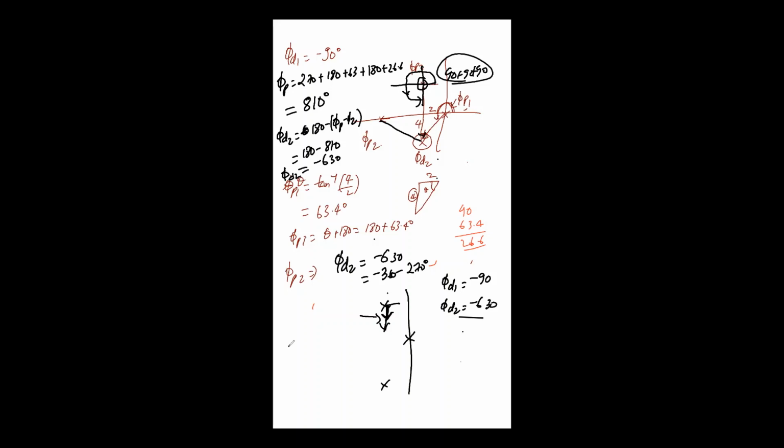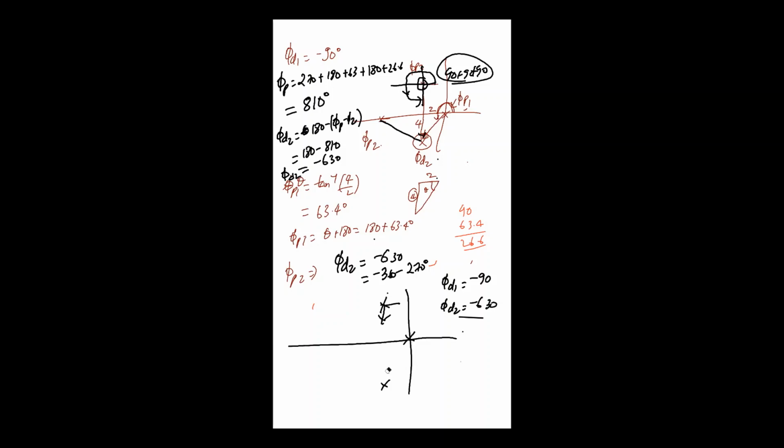Yes, sir. This is my real axis, and this is my pole. If this root locus branch is going downward, then its mirror image will go upward, or symmetrical. You can call it symmetrical or mirror image, right? There is no need to calculate for phi d2. Yes.